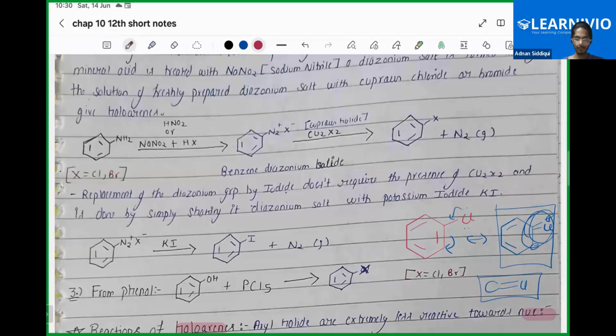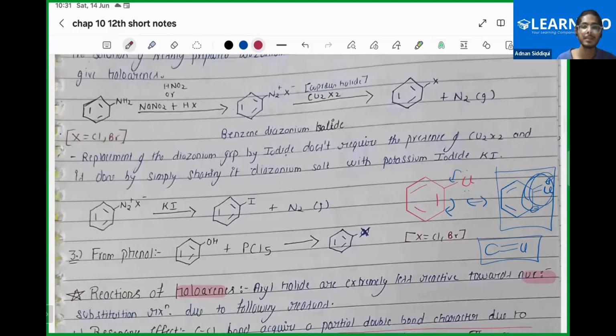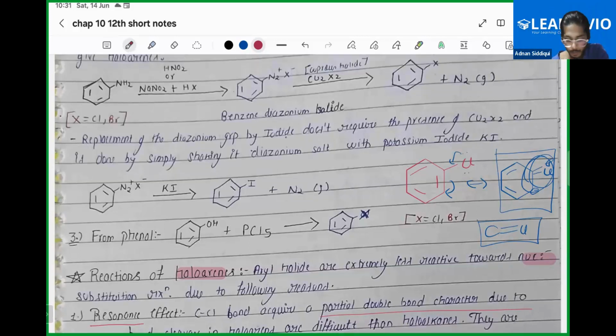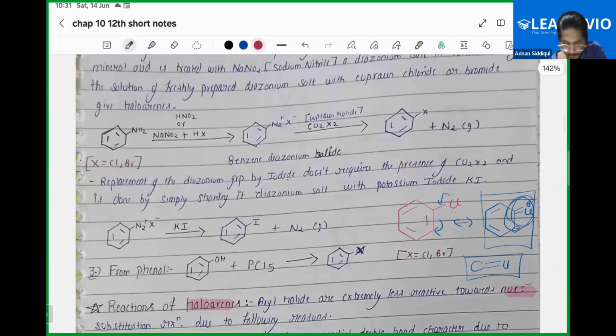But what if you need to prepare benzene iodide? For benzene iodide, you will simply shake your solution in the presence of KI and you will get benzene iodide. So try to read it: replacement of the diazonium group with iodide does not require the presence of cuprous halide, and it is done by simply shaking the diazonium salt with potassium iodide. This reaction is so reactive that you don't even need cuprous chloride. You will just add KI and you will get your product. Is it simple or do you have some questions?